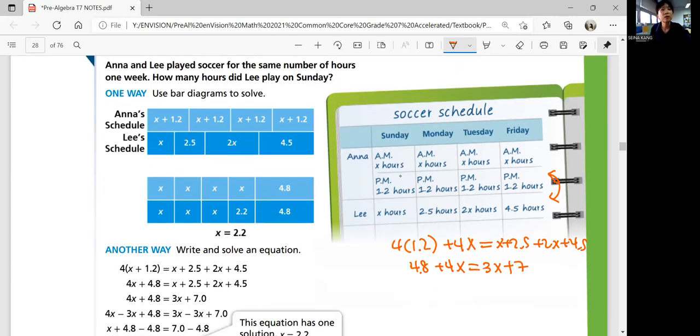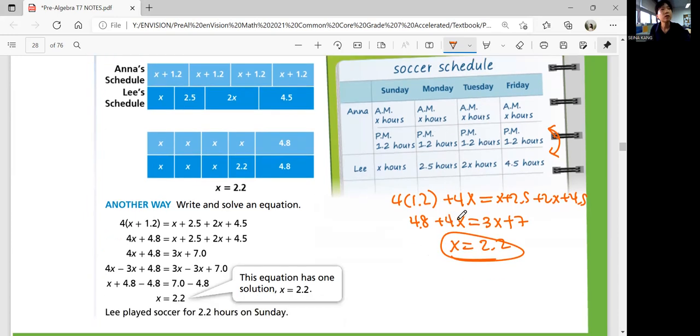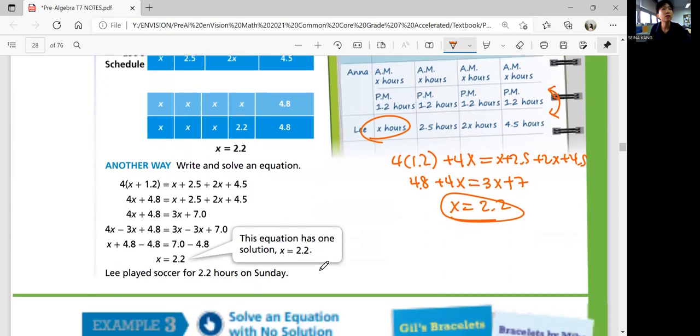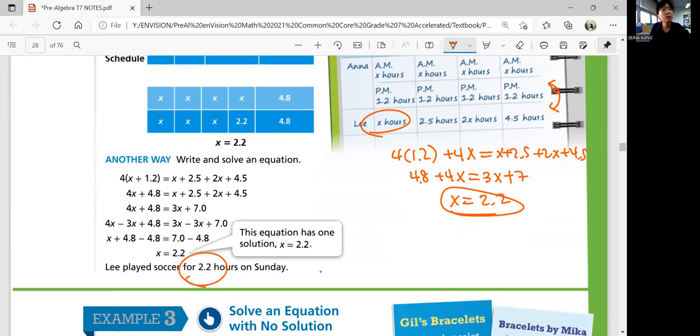And solving for your equation, you subtract 3x on both sides, you get x here. And subtract 4.8 on both sides, and you're going to get 2.2. So x is going to be 2.2. And then you can figure out how many hours Lee played on Sunday. It's x hours. So he played 2.2 hours. Lee played soccer for 2.2 hours on Sunday. So in this case, you have an answer, one solution.